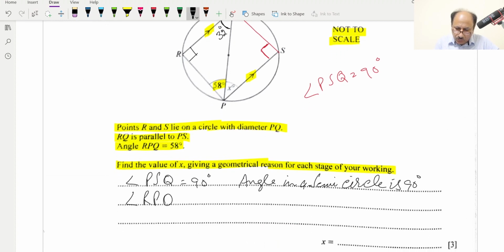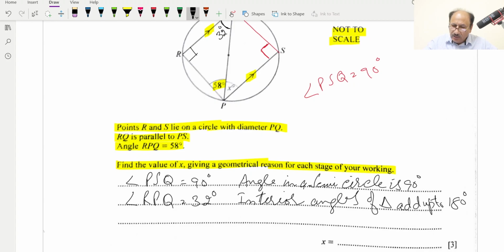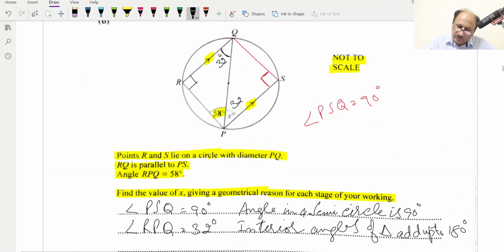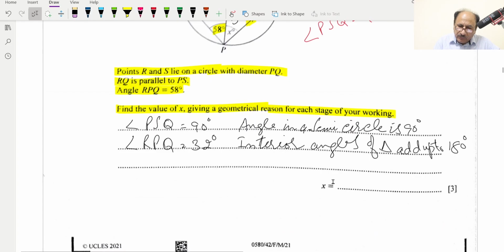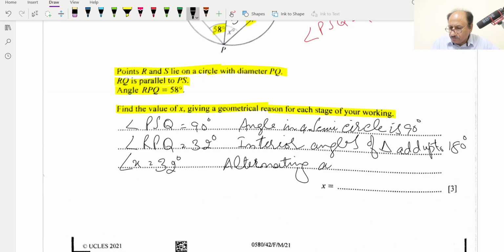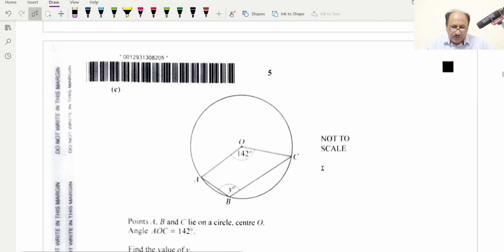So we can write angle RQP is equal to 32 degrees, and the reason is interior angles of a triangle add up to 180 degrees. And then the third thing, we can say x is also 32 degrees because they are alternate angles. So angle x is equal to 32 degrees, and the reason will be alternate angles. This is done. Then we can move to c part.